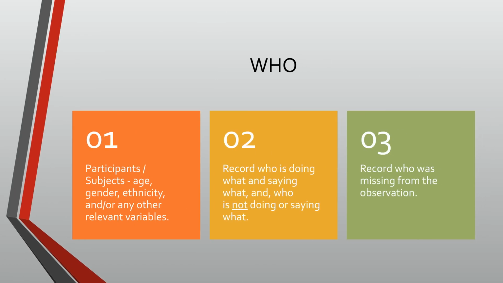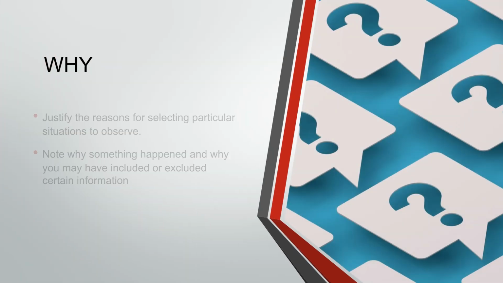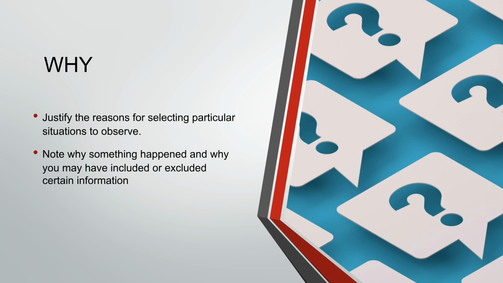For the who, identify the participants or subjects, including relevant variables. Record who is or isn't doing or saying what, and note who is missing from the observation. The where element covers the setting of your observation and material objects that help contextualize the observation. The why involves justifying your choice of observation situations and noting the reasons behind what happened and why certain information was included or excluded.